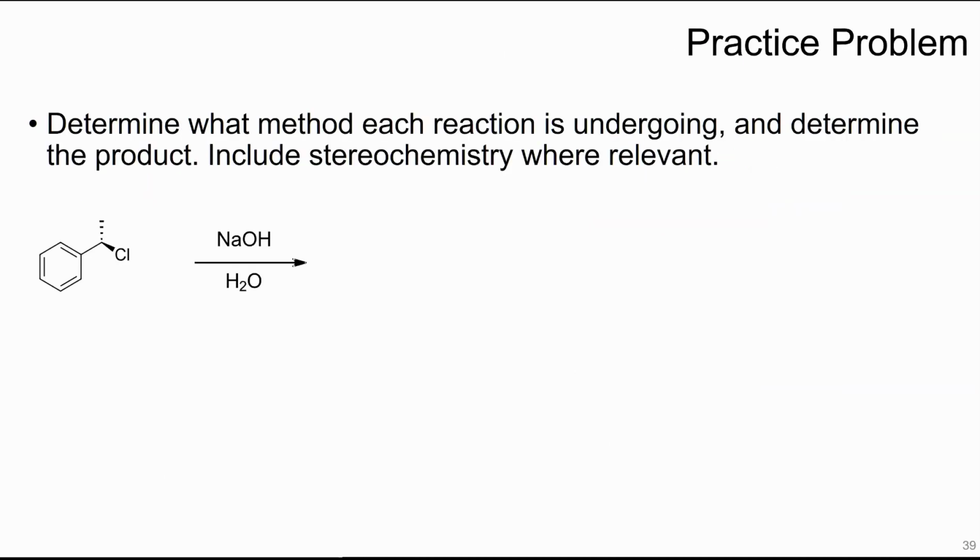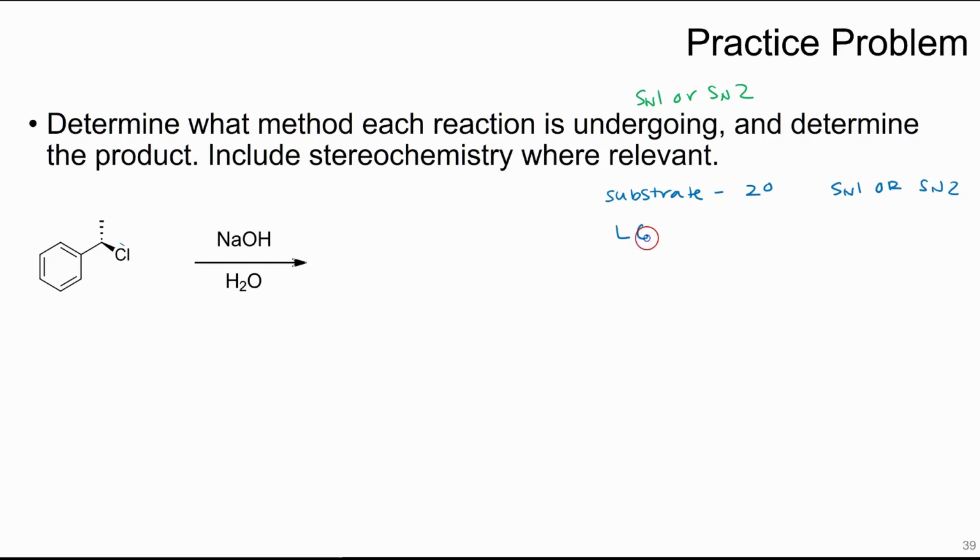So determine what method each reaction is undergoing, SN1 or SN2, and determine the product. Include stereochemistry where relevant. If we're looking at this reaction here, I'm going to look at my substrate first. This one is secondary. There's a chlorine with the 2 carbons on either side, which means that it could go SN1 or SN2.